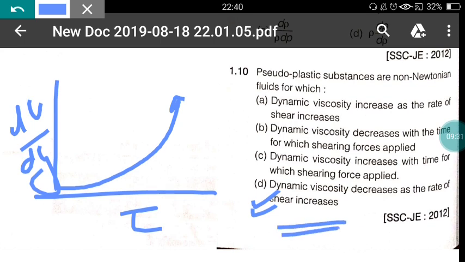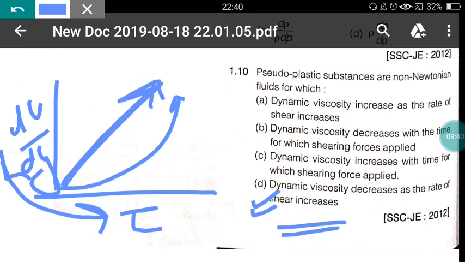So these are two inversely proportional in case of pseudoplastic, because pseudoplastic is a non-Newtonian fluid, and in case of a Newtonian fluid it's directly proportional. When the dynamic viscosity increases, the rate of shear strain also increases in case of Newtonian fluid, but for pseudoplastic it is inversely proportional. The correct answer for this question is option D.